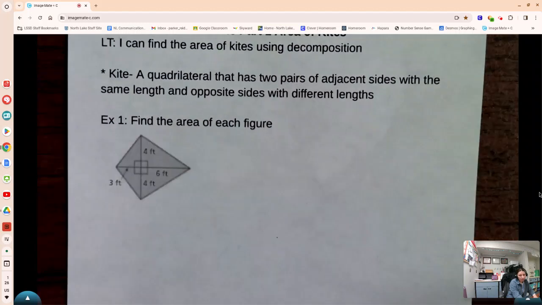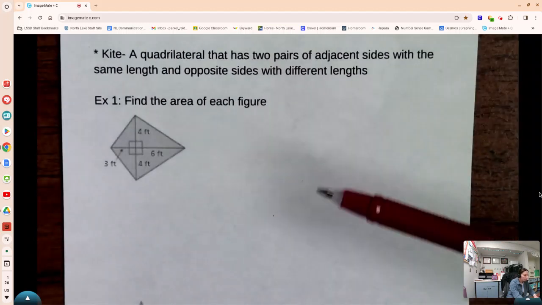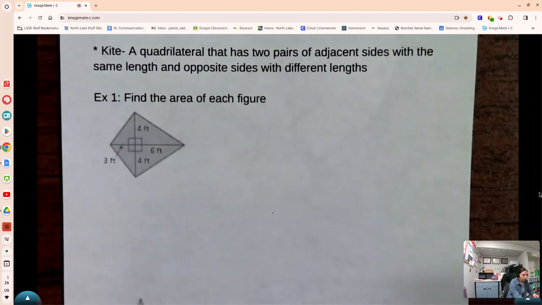And the way we're going to find the area of this kite is by using decomposition. That's what we used when we found area of composite figures in our last section. So we're going to imagine taking some scissors and cutting apart the kite into multiple shapes that we can find the area of, and then gluing that back together by adding our areas together.